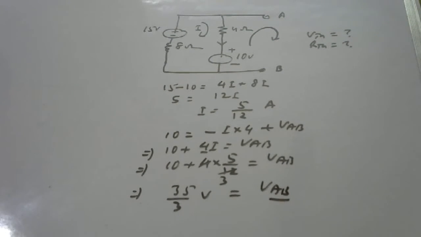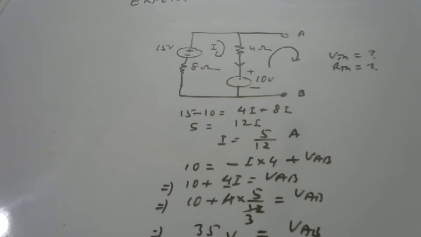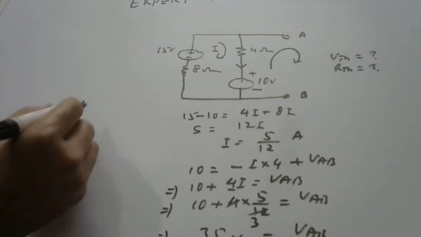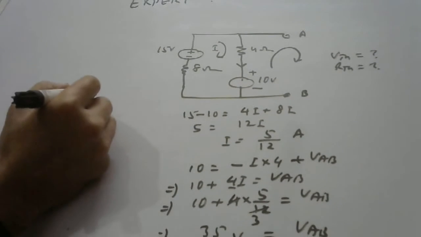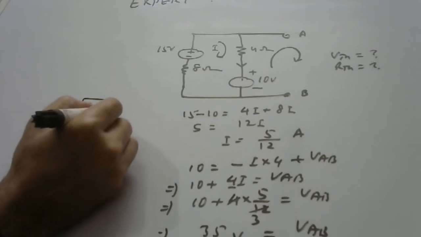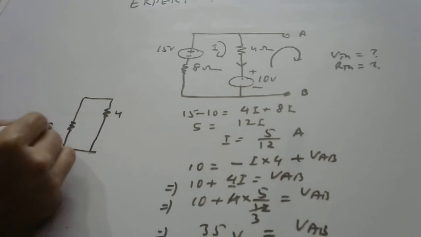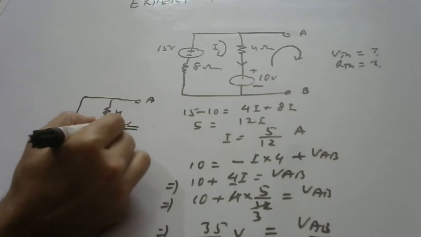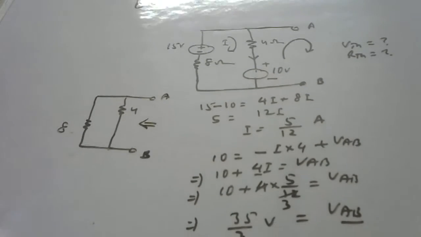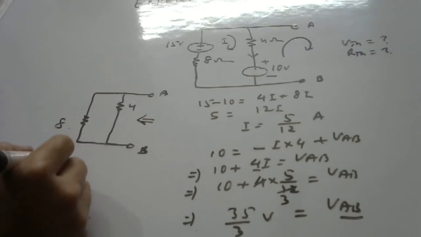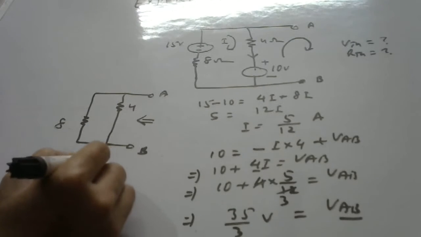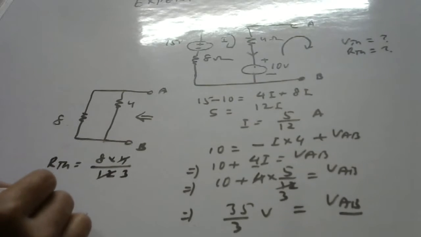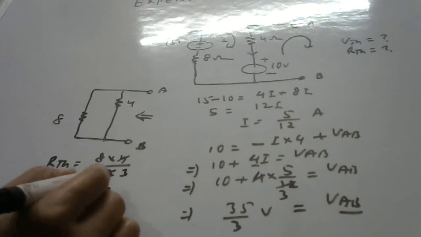Now we have to calculate RTH. How to calculate RTH? We replace the voltage sources by short circuiting them. Here is the 4 ohm resistance and this is 8 ohm. We calculate resistance from the AB side. So 8 ohm and 4 ohm are connected in parallel. RTH is equal to 8 into 4 divided by 12, this is 8 by 3 ohm.